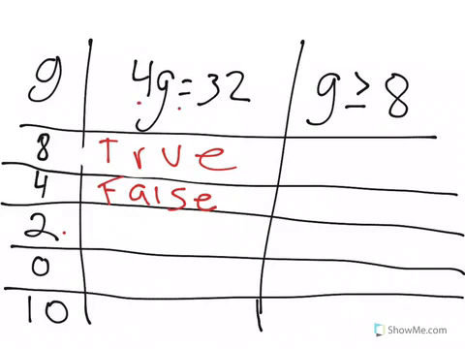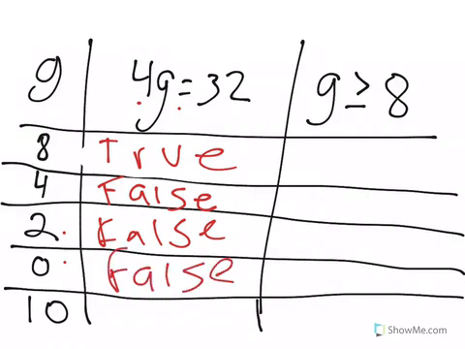Here we'll go to 2. If we say 4 times 2 is 32, 4 times 2 is 8, it's not 32. So that one is again false. 4 times 0, we know is going to be 0. 0 does not equal 32, so that is false. And 4g, if g was 10, down here, 4 times 10 is 40. 40 does not equal 32, so 40 equals 32 is false.